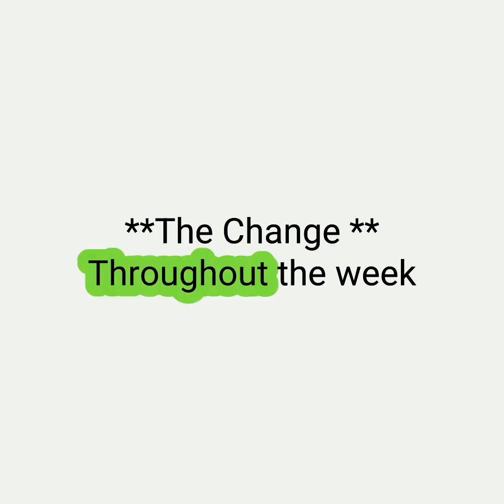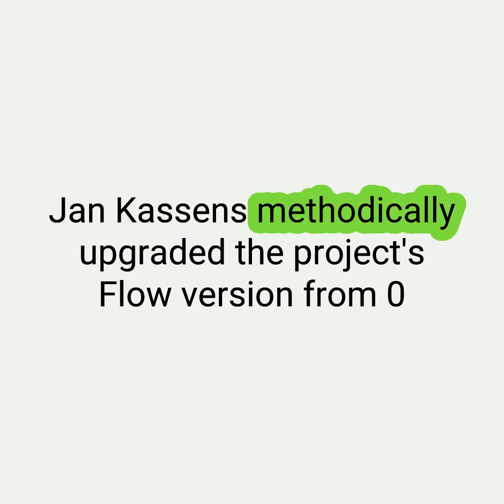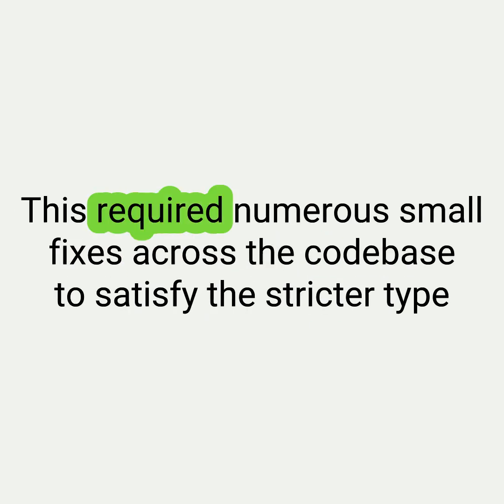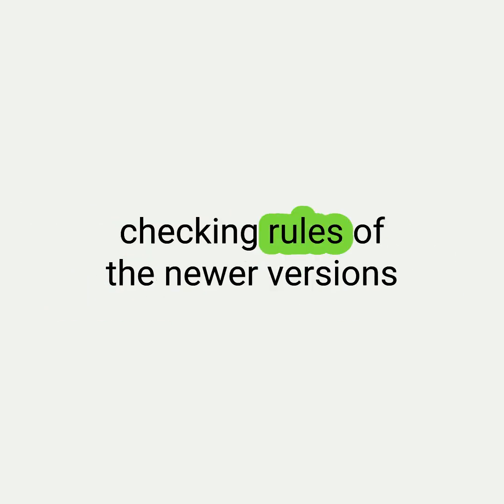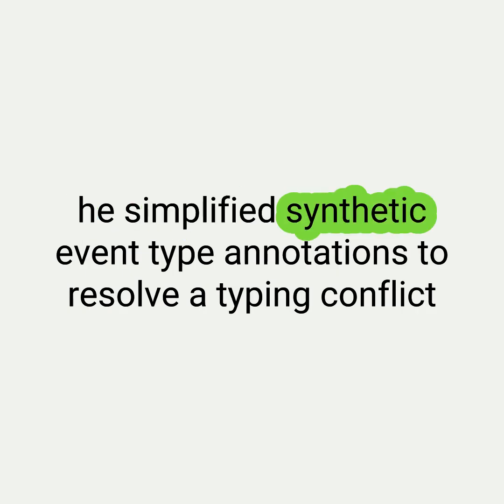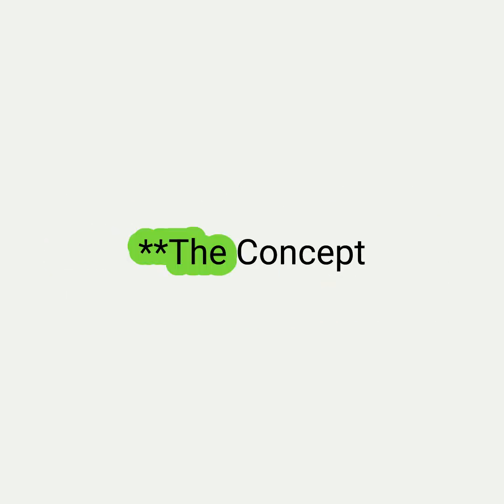The change. Throughout the week, Jan Cassens methodically upgraded the project's Flow version from 0.263 all the way to 0.279. This required numerous small fixes across the codebase to satisfy the stricter type-checking rules of the newer versions. In one related commit, he simplified synthetic event type annotations to resolve a typing conflict.